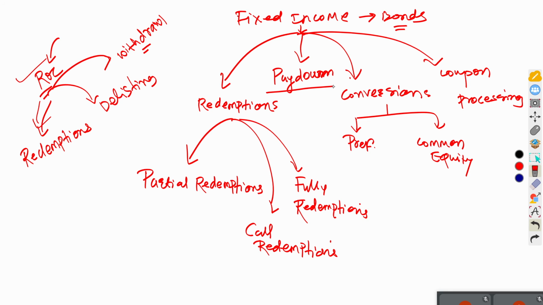Conversion of securities into preference shares, conversion of securities into common equity, redemptions, partial redemptions, fully redemptions, maybe call redemptions, put redemptions, alright. Those terms you can see, put and call. Those events we create in the systems as well.